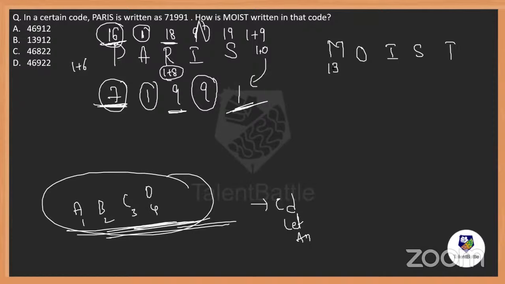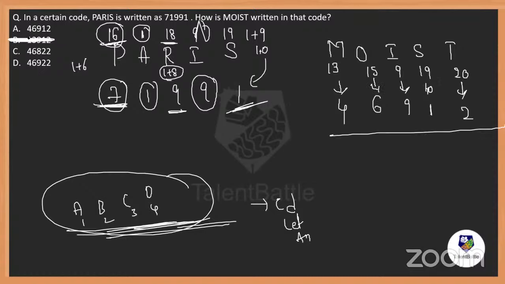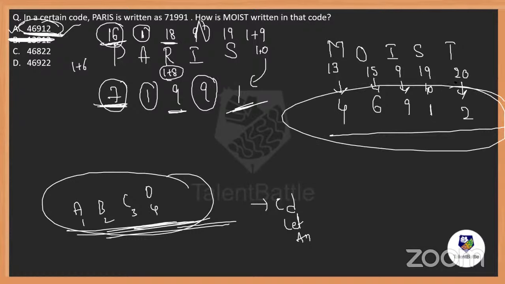Now, similarly, let's find out for MOIST. In alphabetical order, M is 13, O is 15, I is 9, S is 19, and T is 20. So let's add them. 1 plus 3, 4. 4 should be the starting. So option B is wrong. 1 plus 5, 6. 6 should be the next one. And this is a single digit, so I'll just take it. And this is 10. Again, I need to add 1 and 0. And then 2 plus 0 is 2. So what is the answer? Option A. 4, 6, 9, 1, 2. Perfect. Yes, correct. Option A.